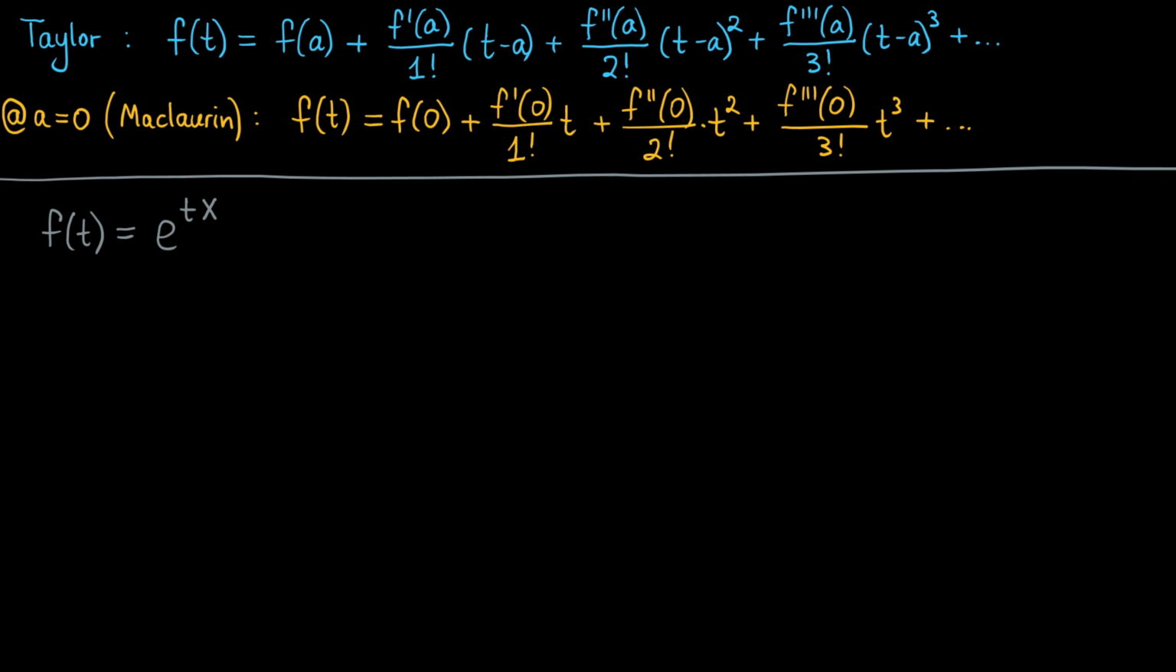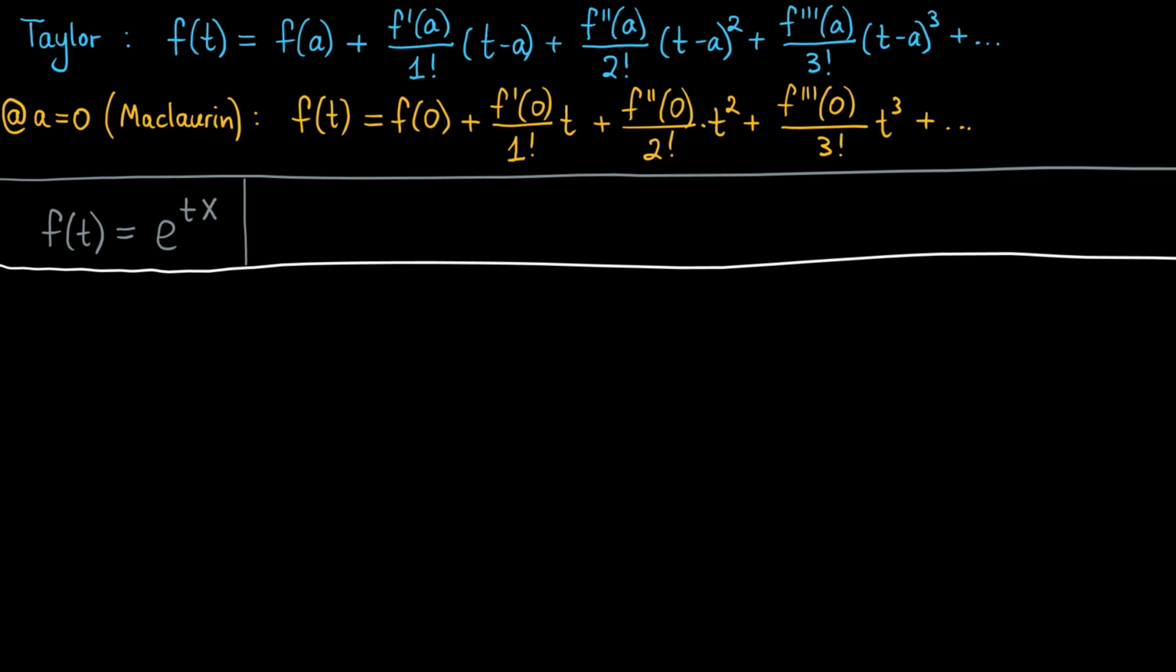Well, in order for us to proceed, notice that we're going to need the derivatives. We're going to need the first derivative first. So what is f prime of t? The derivative of this expression here would be e to the power tx, and then by the chain rule we need to take the derivative of the exponent tx with respect to t, and that would be just x. Okay, so we get x times e to the power tx.